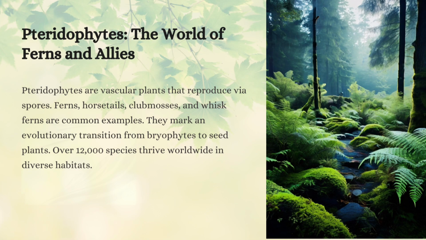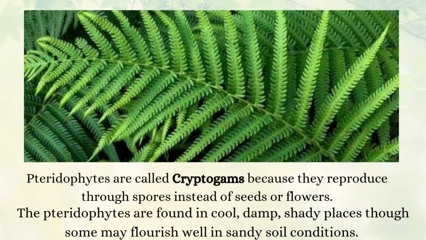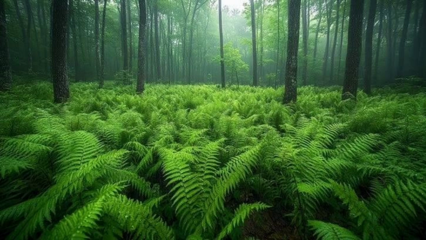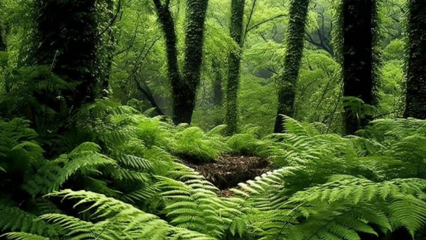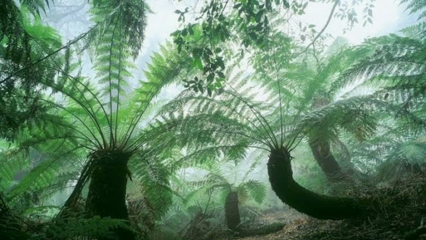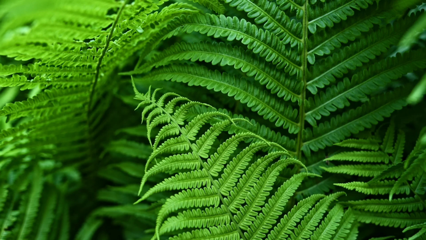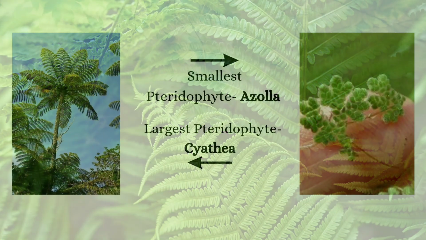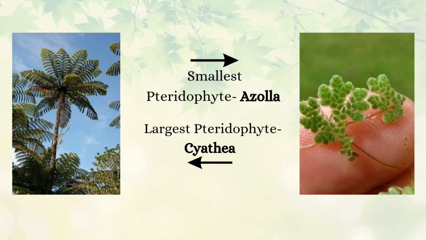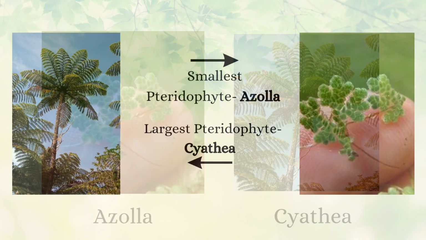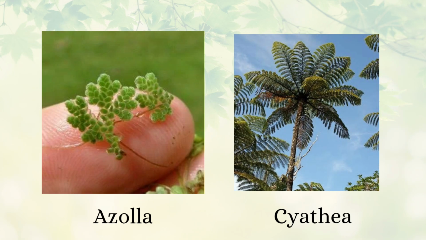Let's explore them. Pteridophytes are plants that do not have any flowers or seeds. Hence, another name for them is cryptogams, and they have well-developed vascular tissues. They are the first true land plants with vascular tissues, forming a link between mosses and modern trees. They thrive in a variety of habitats but are mostly found in damp, moist, shady environments and can also grow in sandy soil. And you know what? The smallest pteridophyte is Azolla, which is an aquatic fern, and the largest is Cyathea, a tree fern.